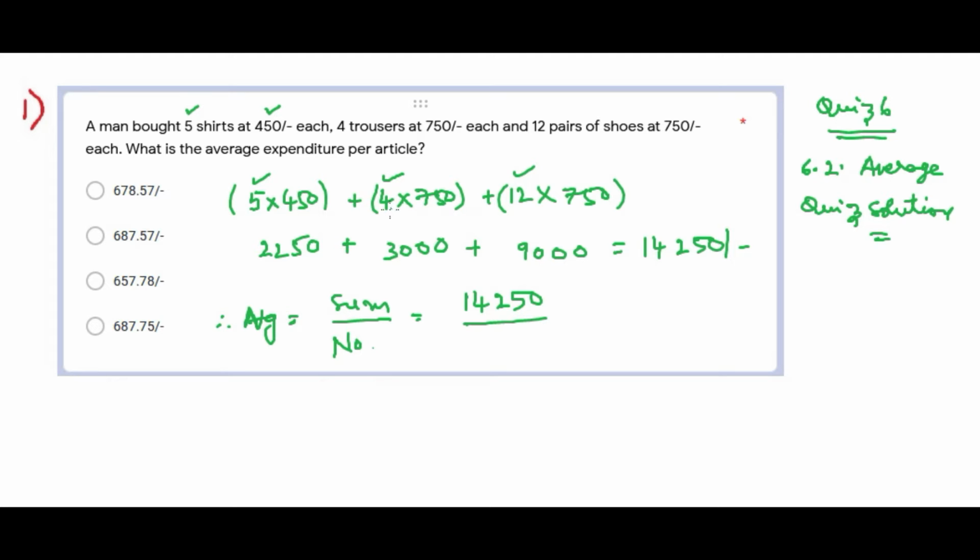So 5 and 4 are 9, and 12 plus 9 is 21. So here we have 21 articles. The total cost of 21 articles is 14,250. So the average per article is 14,250 by 21, which will be equal to 678.57 rupees. So this is the answer. Let's move on to the next question.